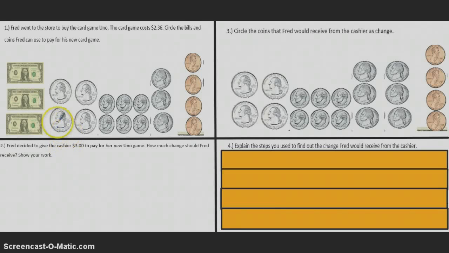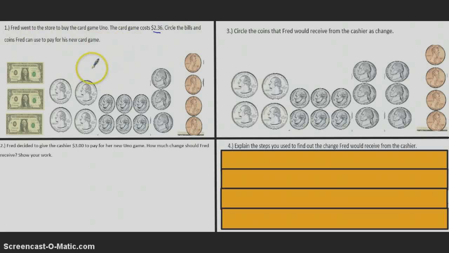Okay, what we have here is a four-part money word problem. The first part of this problem says Fred went to the store to buy the card game Uno. The card game costs $2.36. Circle the bills and coins Fred can use to pay for his new card game.